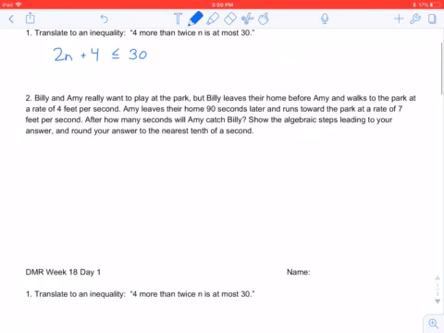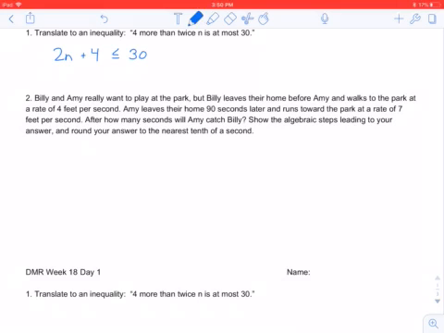Number 2. Billy and Amy really want to play at the park, but Billy leaves their home before Amy and walks to the park at a rate of 4 feet per second. Amy leaves their home 90 seconds later and runs toward the park at a rate of 7 feet per second. After how many seconds will Amy catch Billy? Show the algebraic steps leading to your answer and round your answer to the nearest tenth of a second.